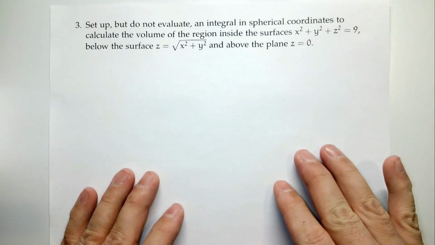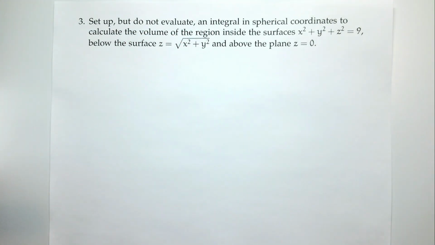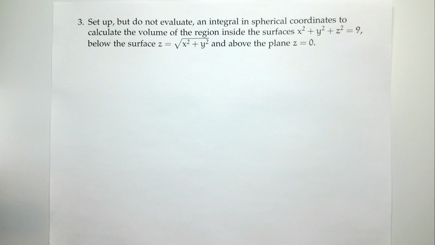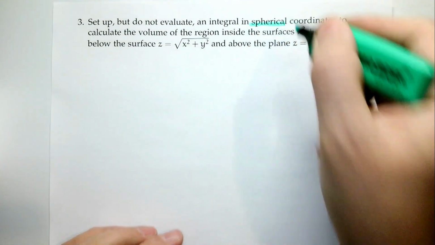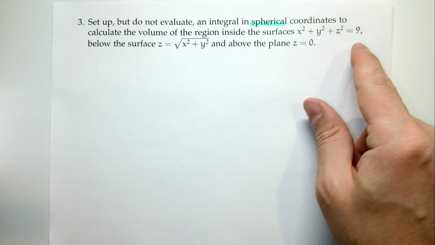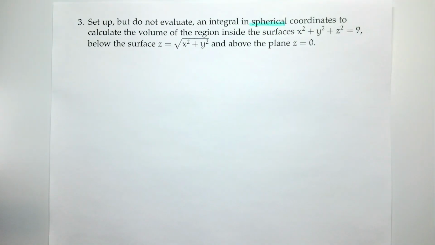All right, number 3. Set up, but do not evaluate. Some of our favorite words. An integral in spherical coordinates. Okay, so we're going to work in spherical. To calculate the volume of the region inside the surface x squared plus y squared plus z squared equals 9, below the surface z equals root x squared plus y squared, and above the plane z equals 0.